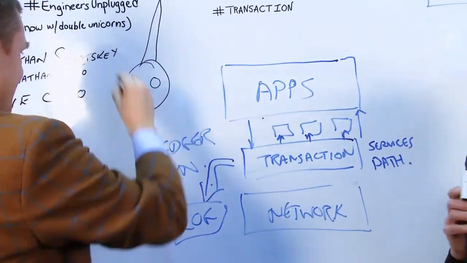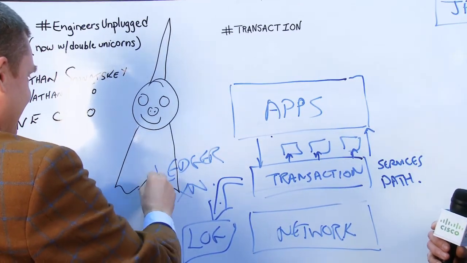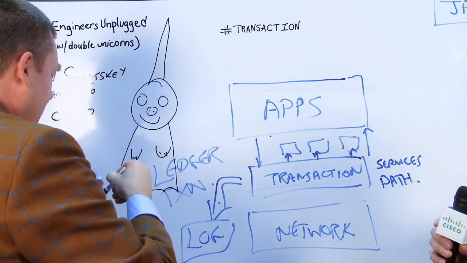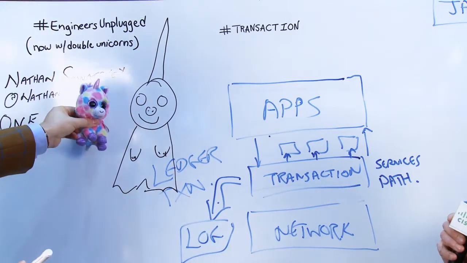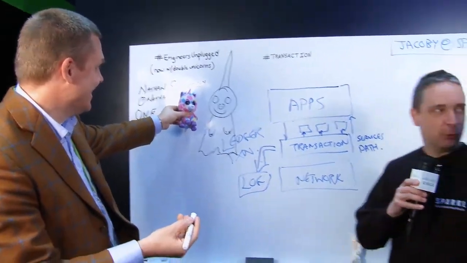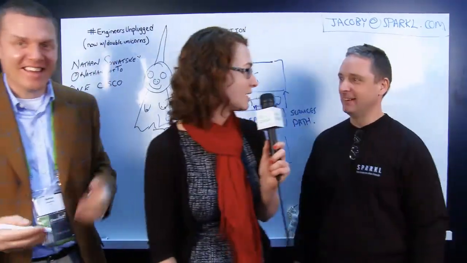Okay. Now, I don't think this unicorn is as unicorn-like as it should be. We've got something that looks like Moominland. This looks like a Tove Jansson unicorn. Okay, guys, I think you better stick to simplifying technology.